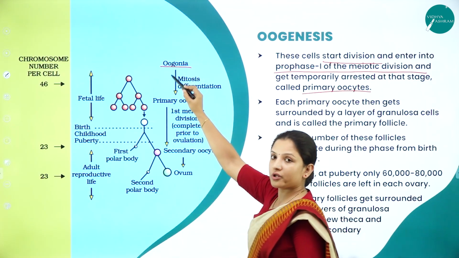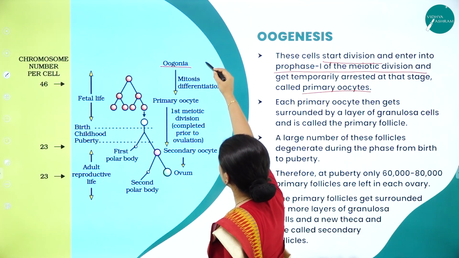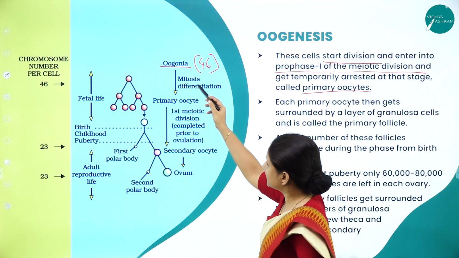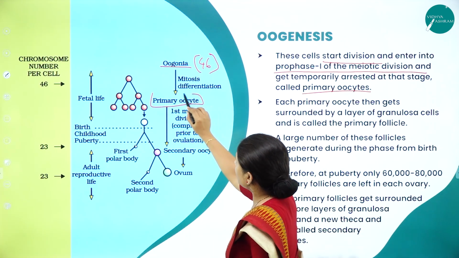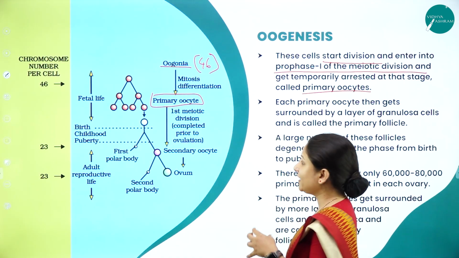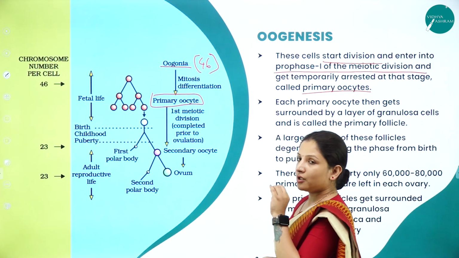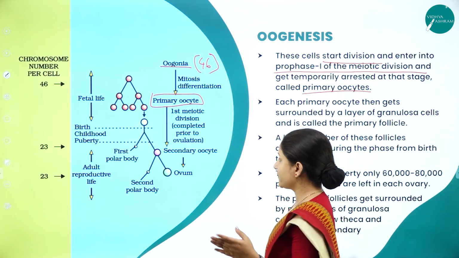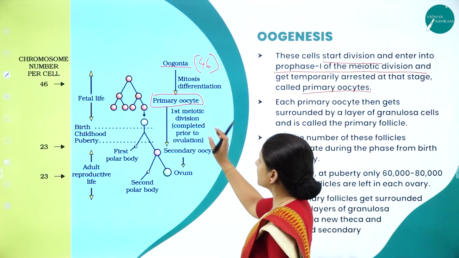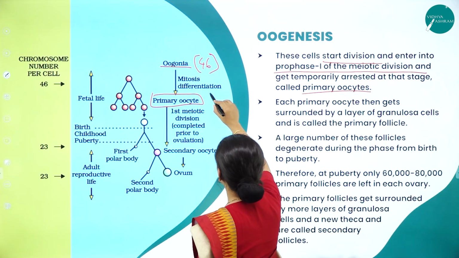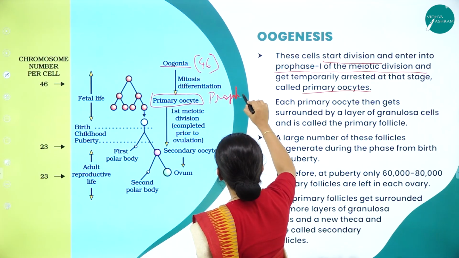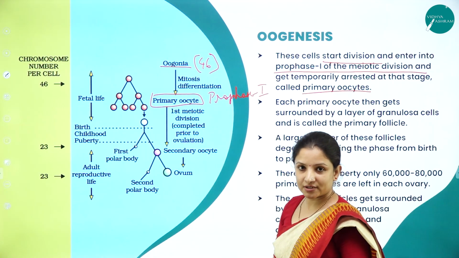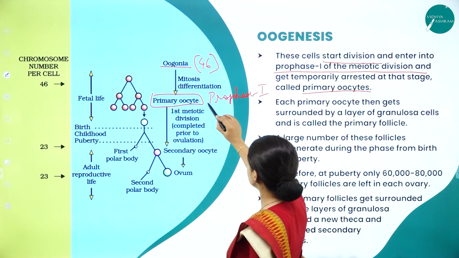Now what happens? Oogonia again undergoes mitotic division. So here how many chromosomes will it carry? 46 chromosomes. It will undergo mitosis and differentiation to form the primary oocyte. This primary oocyte will not enter into the second stage of division as such. First, it will remain as it is, that is, in this primary oocyte, it will be in prophase 1, the first stage, that is meiosis 1 stage.